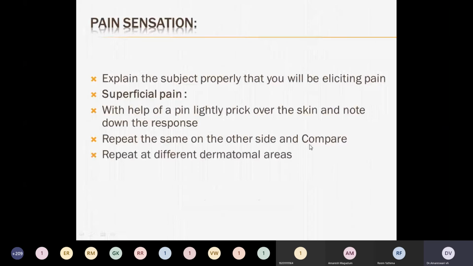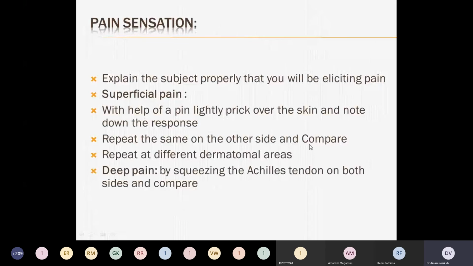For deep pain, you have to squeeze the Achilles tendon. The Achilles tendon is present at the ankle joint. You can squeeze it because you have already got the consent that you are not going to harm. Gently squeeze the Achilles tendon, compare and report the finding.